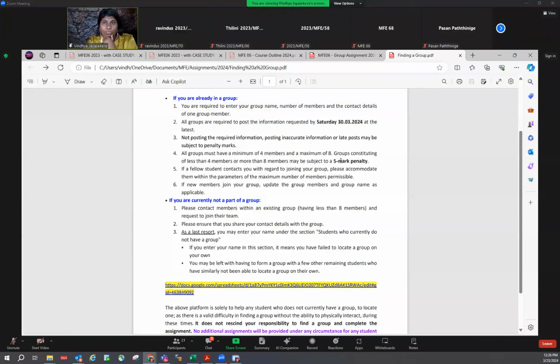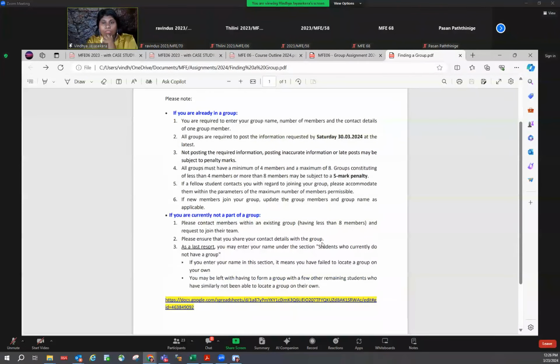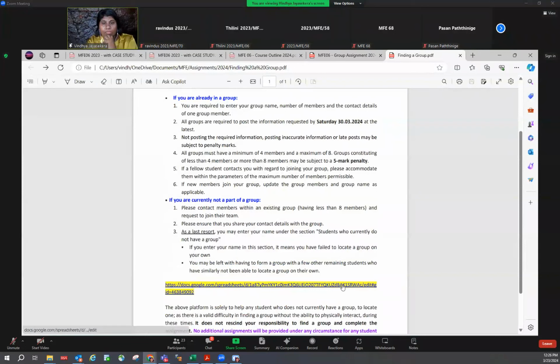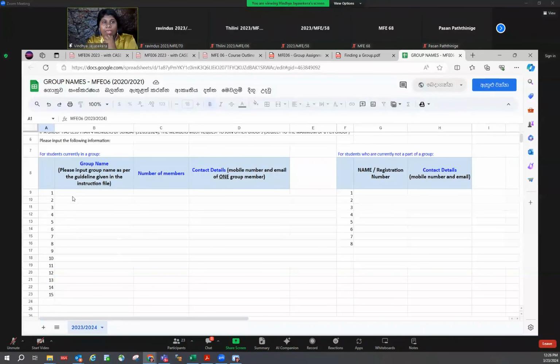But this is to give an opportunity for others to join the groups, and please do help, because obviously you are all having online classes. For some people it might be a little difficult. For people who are repeating, it might be a little difficult to find groups. That is the reason why this is there. But every group must input their group name and number of members. And if the group has between 4 and 8 members, then people who are not currently part of a group can contact and get themselves into the group.